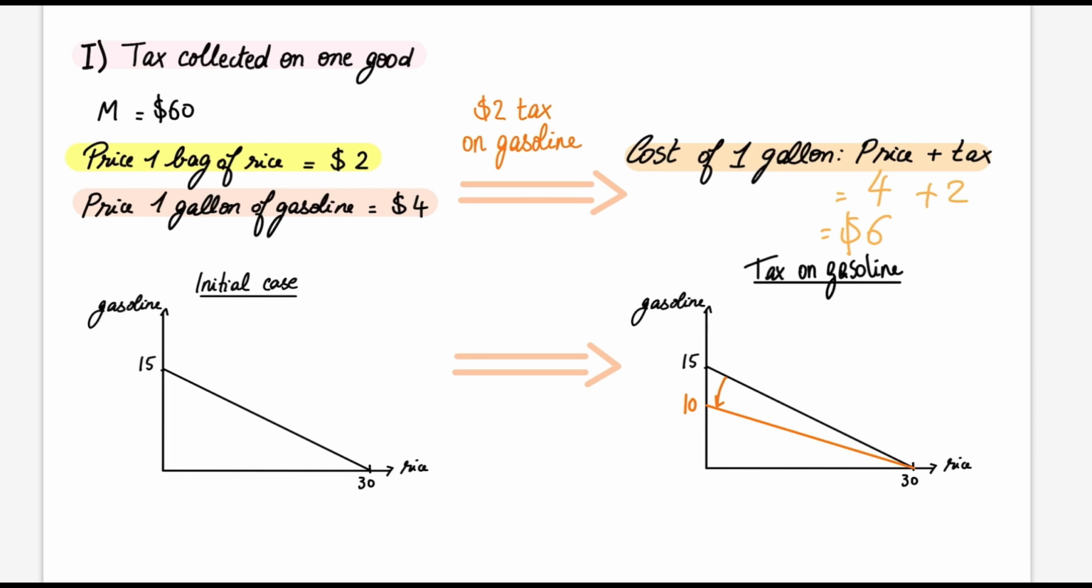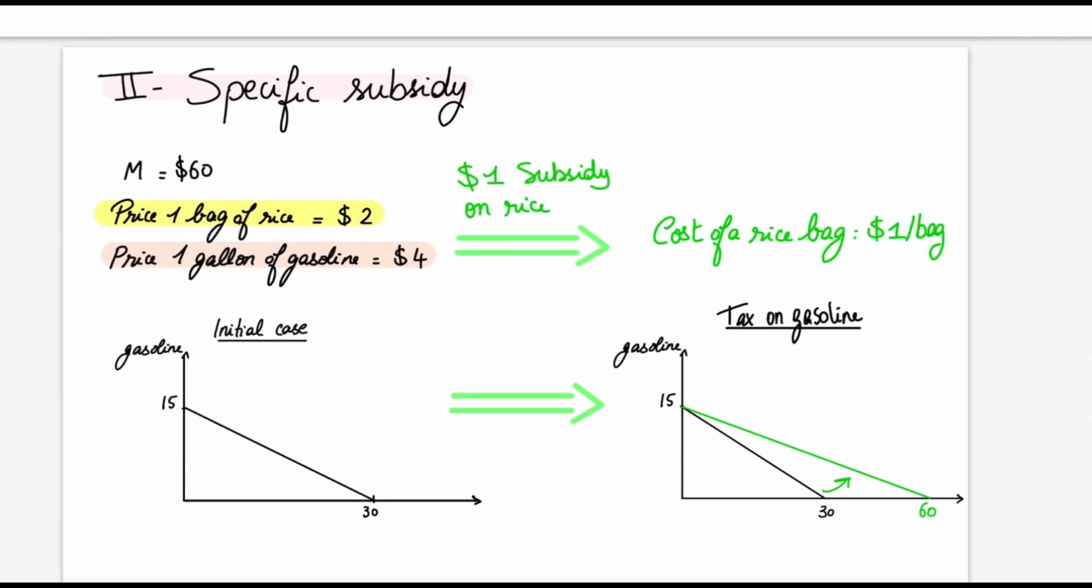So now let's look at the second policy. So it's a specific subsidy on one good. So a subsidy is essentially the opposite of a tax. So it's basically when the government contributes towards the cost of a product for the population.